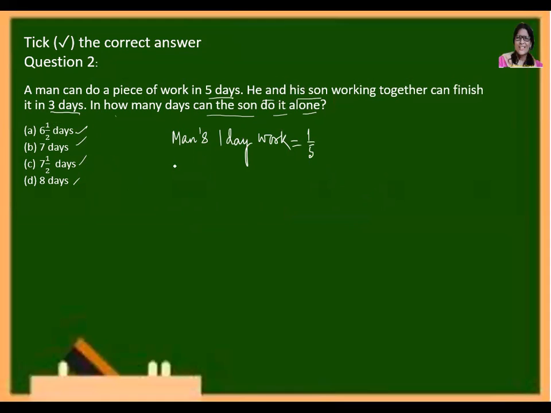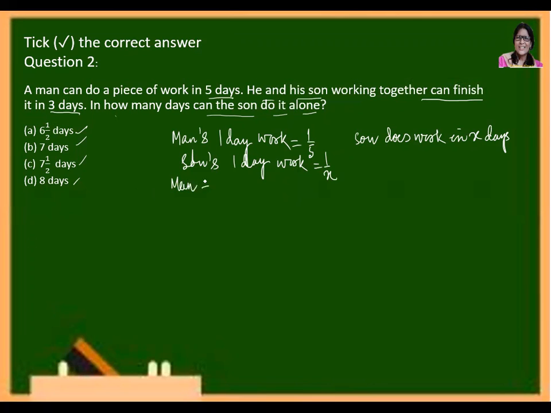Son is not given. So let the son do the work in X days. So son's 1 day work is 1 by X. And together they can finish the work in 3 days. So man plus son 1 day work is how much? 1 by 3. So we can make the equation 1 by 5 plus 1 by X is equal to 1 by 3. This is for man, this is for son. Together they are doing 1 by 3 in 1 day.